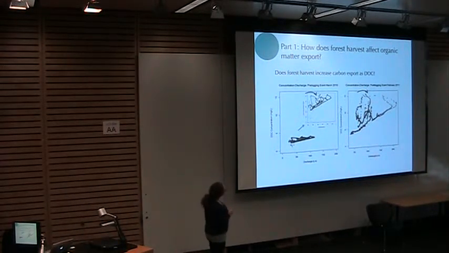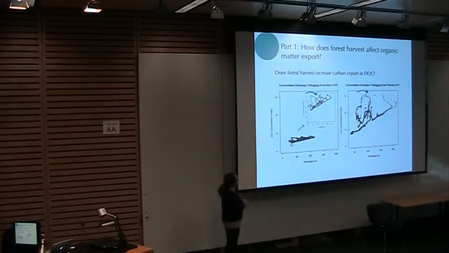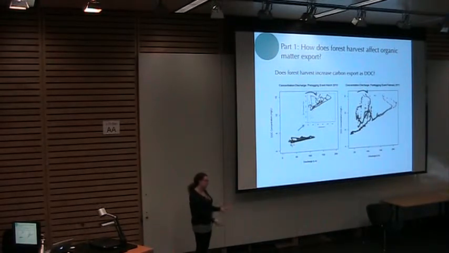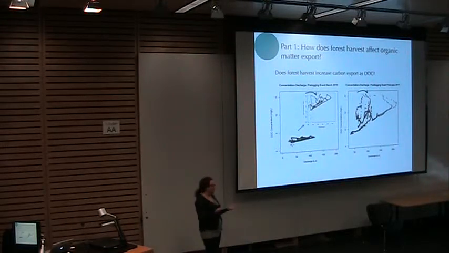So now what we're trying to do is look at the response of DOC, so organic matter that's, again, dissolved within the stream itself, before and after harvest. And what this is showing is the response of DOC to increased discharge. So discharge is the amount of stream water that's actually flowing past. Obviously, when you get something like a precipitation event, you get an increase in discharge.